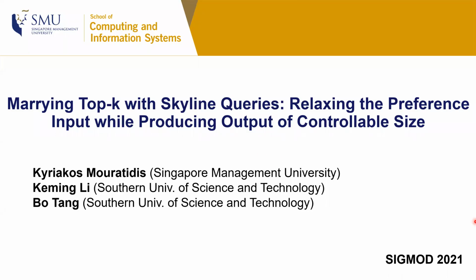Hello, everybody. My name is Kyriakos Muratidis, and I will be presenting the paper Marrying Top K with Skyline Queries. This is joint work with Keming Lee and Bo Tang.